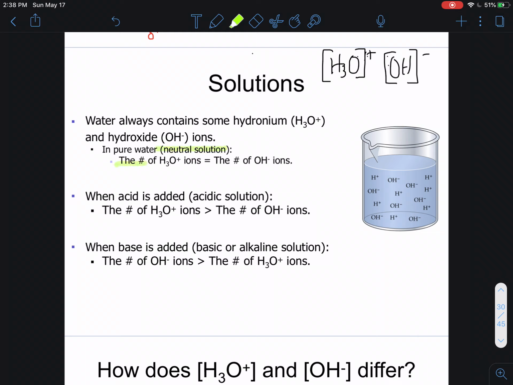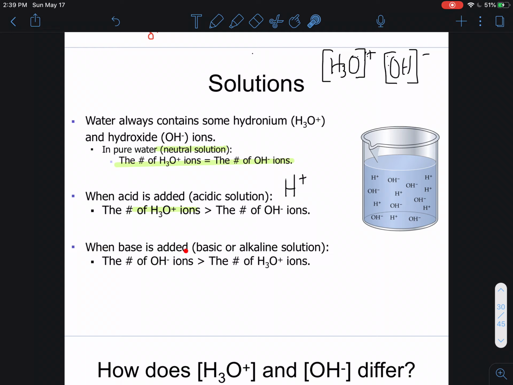All right? The number of H3O plus ions equals the number of OH minus ions. When we add acid to a solution, remember what acid does? Acids generate H plus, they're proton donors. So if we add acids to a solution, we're adding H plus, and when we add H plus, we're generating more hydronium ions. So in acidic solutions, the number of hydronium ions is greater than the number of hydroxide ions.